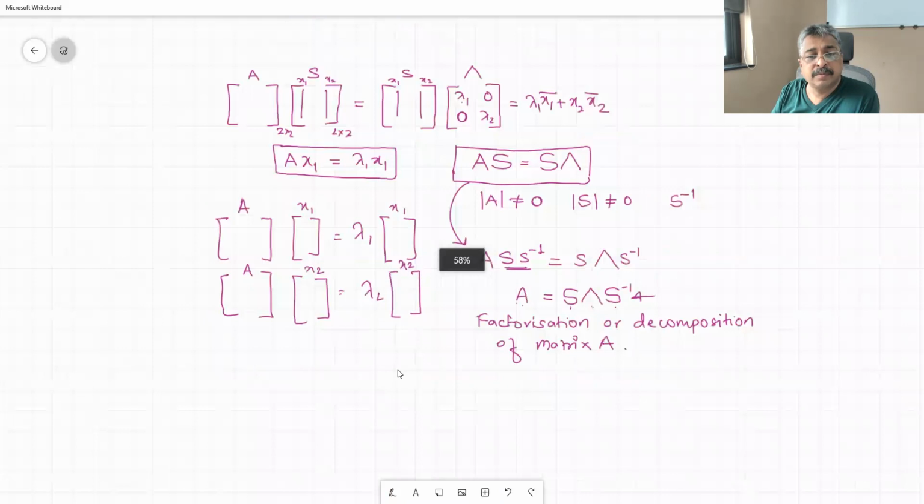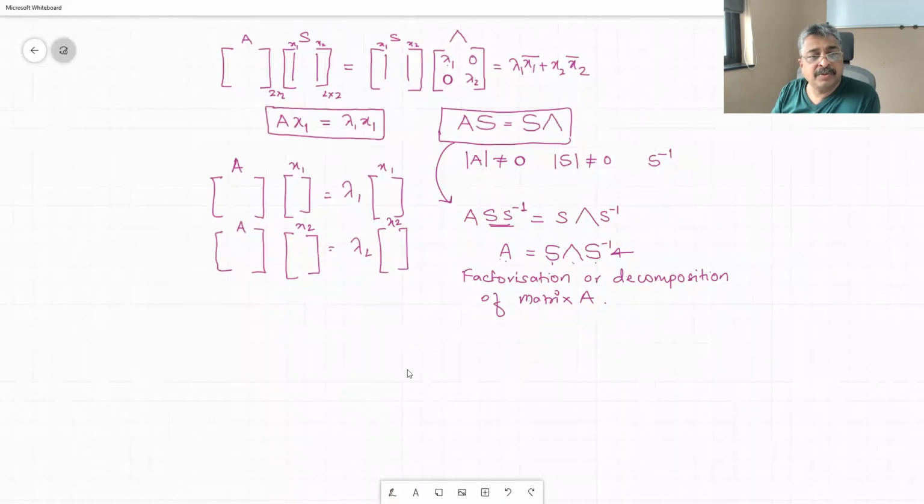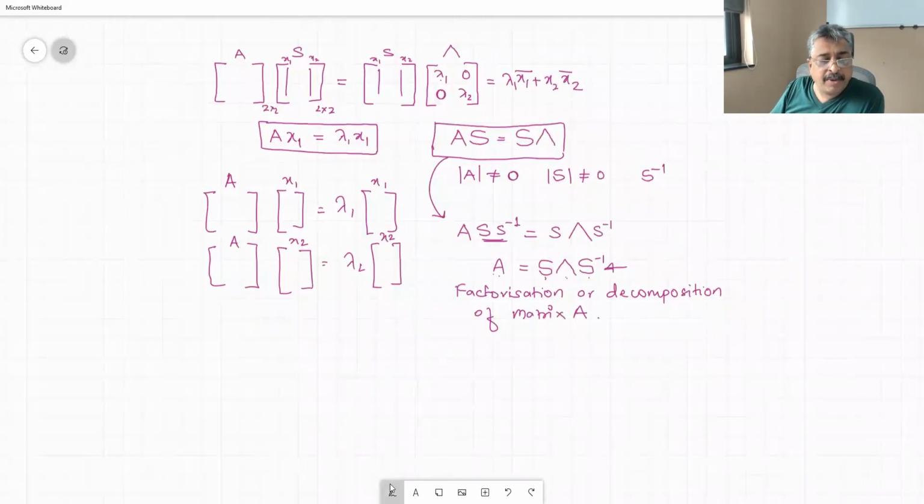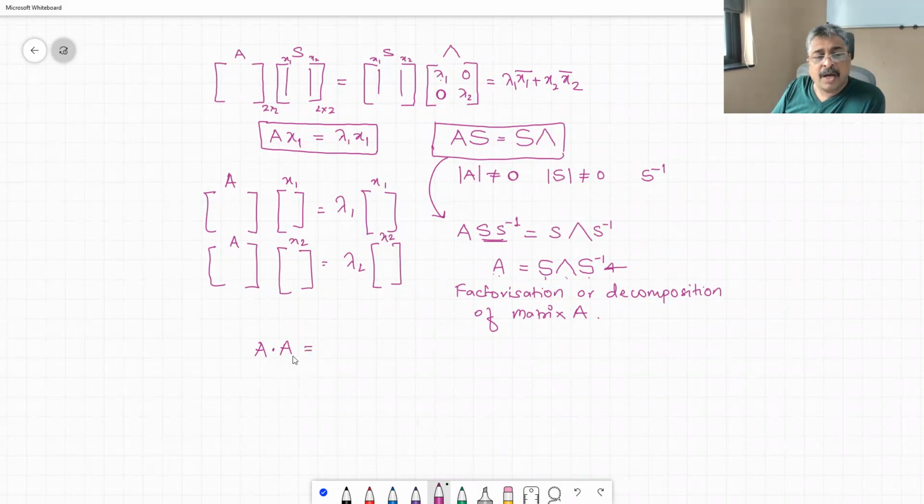Okay. Now, what is the application? Application also we have observed that when we multiplied A by A, we got A square whose eigenvalues were lambda 1 square, lambda 2 square, whatever eigenvalues were of A, corresponding square eigenvalues were for A square.